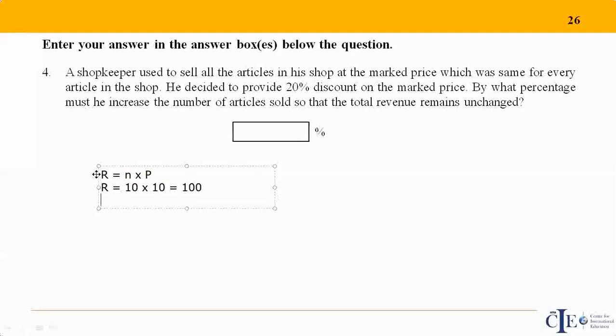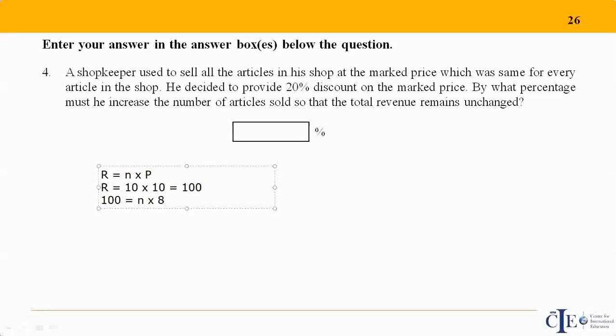Now he decides to provide a 20% discount on the market price. But by what percent must he increase the number of articles? So P reduces by 20%. How much will be the increase in N so that his total revenue remains 100? I still want the total revenue to be 100. Now I need to find the new N where I have reduced the price from 10 by 20%, which is 2. So he is now selling at 8.